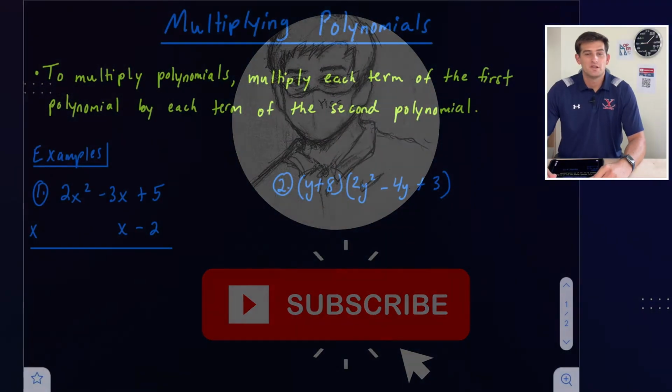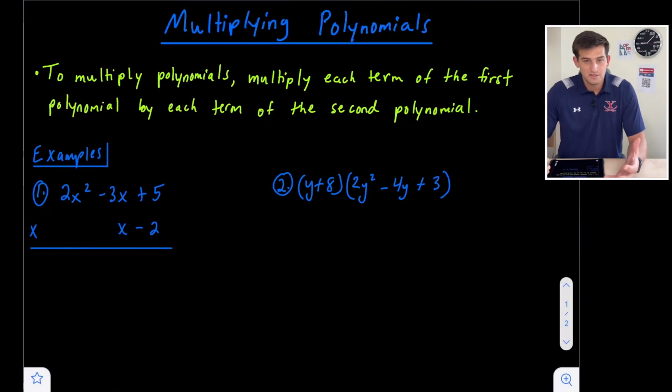Hello everyone, in this video we're going to talk about how to multiply some polynomials. We're going to do two examples, one where we multiply using more of a vertical format and one where we multiply using more of a horizontal format. To multiply polynomials, we want to multiply each term of the first polynomial by each term of the second polynomial.